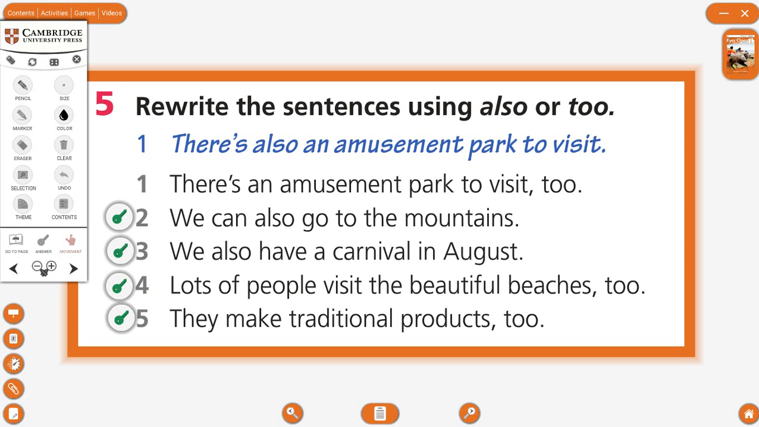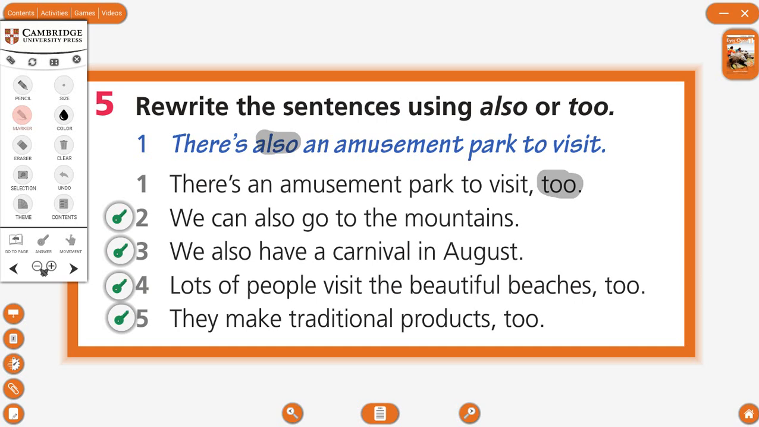There is an amusement park to visit too. Too ile kullanılmış cümlemiz. Biz bunu also ile kullanacağız. There is also an amusement park to visit, because we use also after emizar, don't forget that.